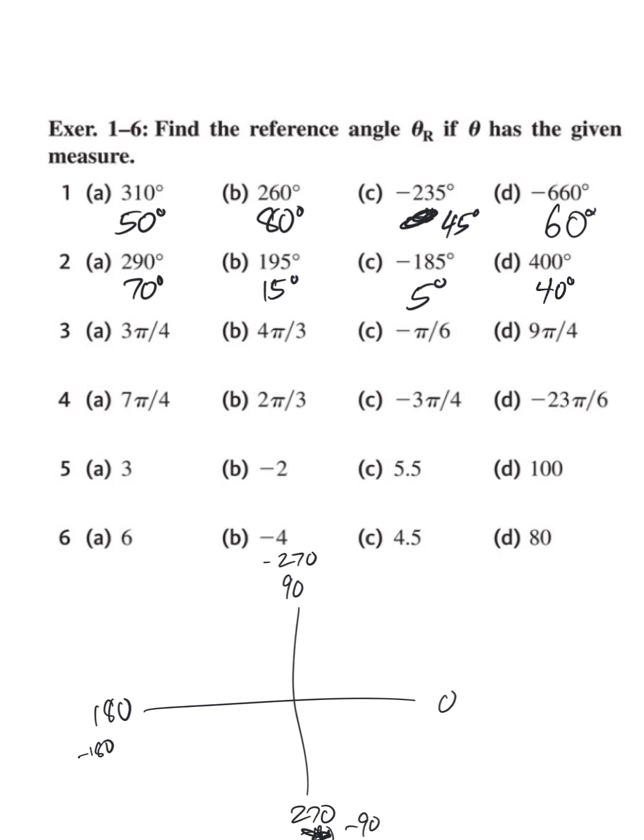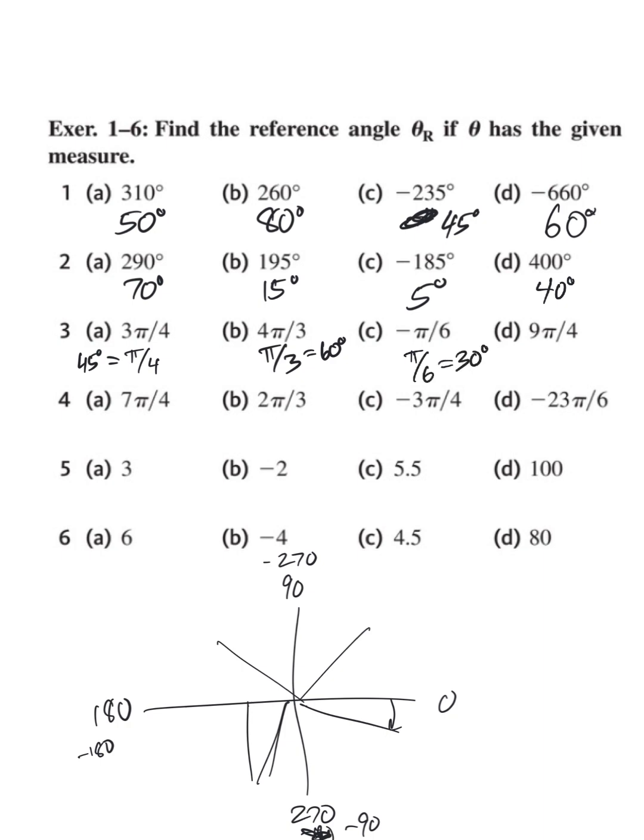3 pi over 4, so now we're going by pi's. Remember, we have 1 pi, 3 pi over 4. So if it gives it to you in pi, then give the reference in terms of pi. So that reference is pi over 4. 4 pi over 3 is 240 degrees, which is a 60 degree reference. So we're going to say that's a pi over 3 reference. Okay. And again, in this case, we can use both if we're just wanting to make sure we cover our bases. Negative pi over 6 is down here. So pi over 6, or 30 degrees, is your reference angle.